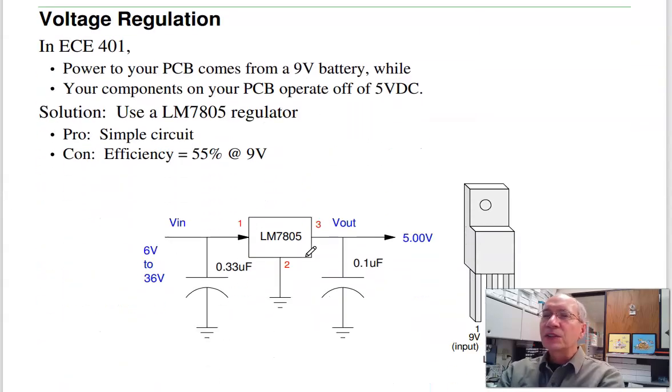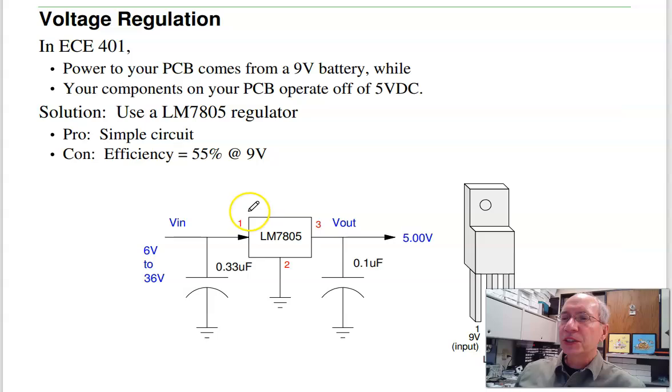Another use of diodes is for reverse current protection. In design 1, you are required to use a 9-volt battery, but the rest of the circuit runs at 5 volts. To do that, we use a 7805 or LM7805 voltage regulator. Now what this does, this dumps voltage. If I feed it anything between 6 and 36 volts, it'll dump the excess voltage and produce 5 volts out constant. So that's how the circuit works.